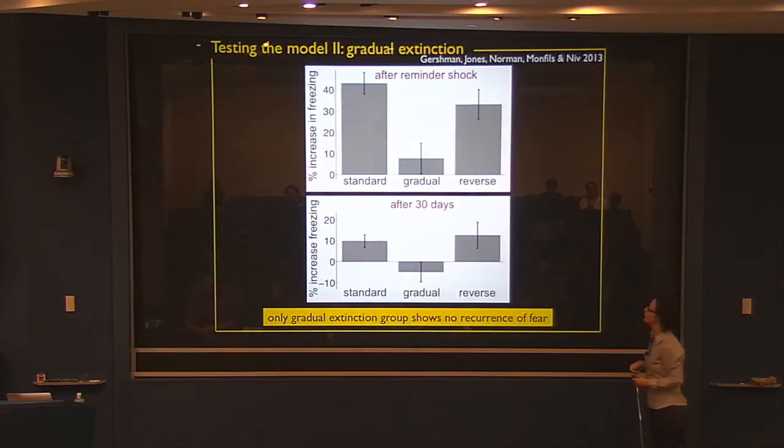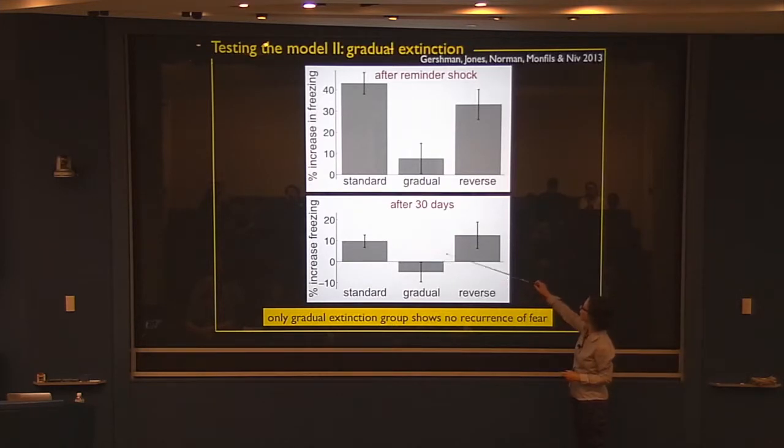And that's exactly what we saw. So on both tests, after a reminder shock or after 30 days, the gradual extinction condition is the only one that did not show an increase in fear compared to the end of extinction. Standard extinction and reverse gradual both showed very large increases in fear after a reminder shock, smaller but still significant after 30 days, and not significantly different from 0 in the gradual case.